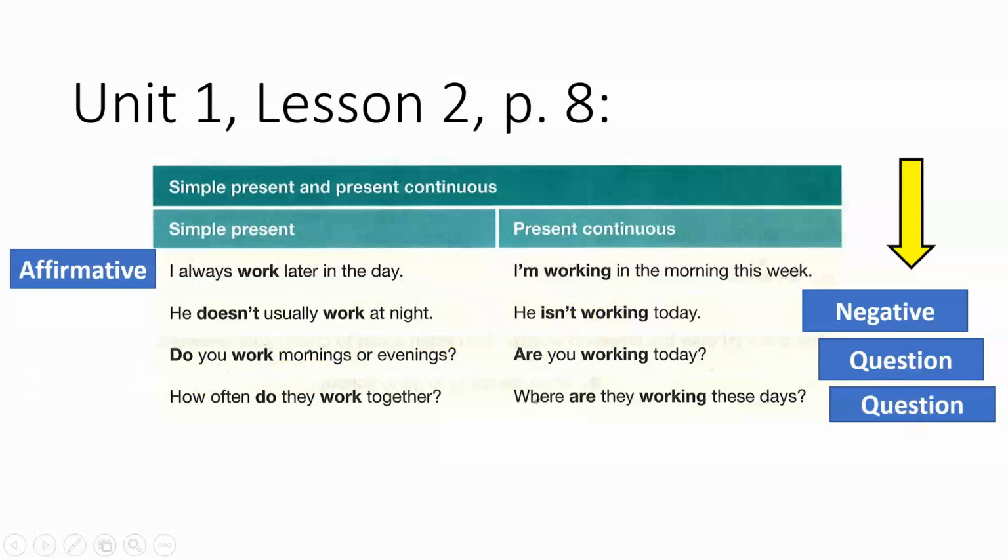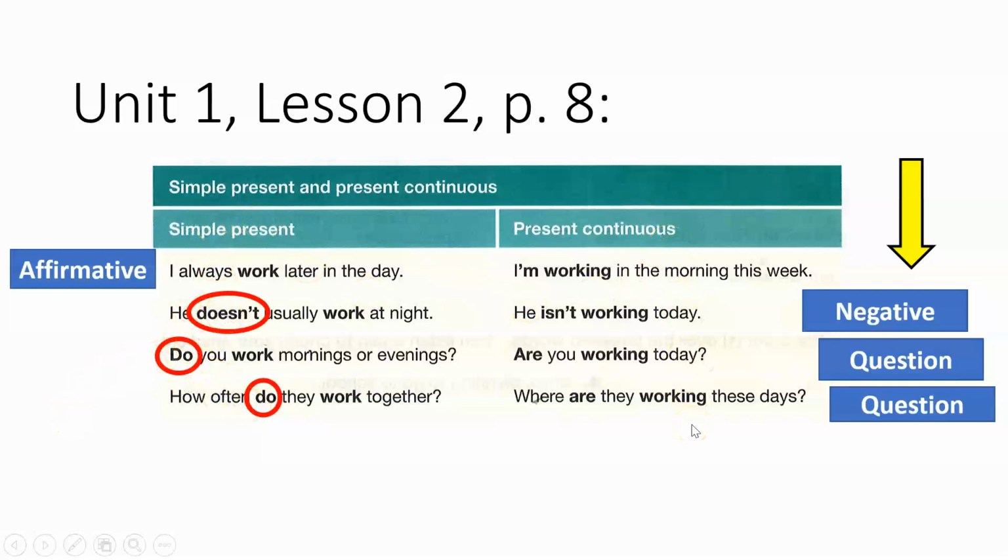And just to begin here, I want you to notice that all of these negative sentences and questions have 2 verbs. Do you see the helping verb and the main verb? In this sentence here, we have doesn't work. The helping verb is doesn't. In this sentence here, do you work? In this sentence, how often do they work? So we have different forms of the verb do as the helping verb in the simple present.